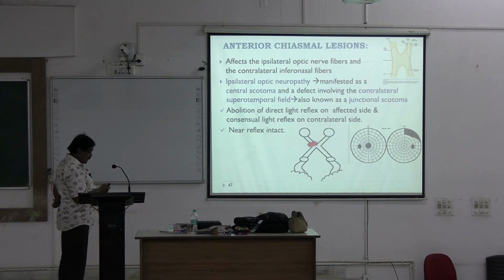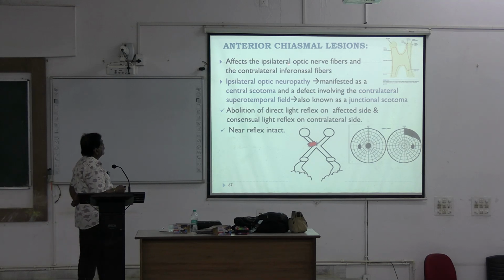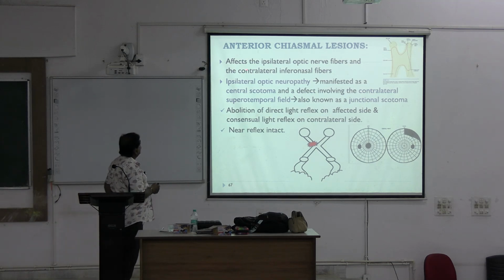Now, anterior chiasmal lesion affects the ipsilateral optic nerve fibers and the contralateral inferonasal fibers. Ipsilateral optic neuropathy is manifested as central scotoma and a defect including the contralateral superotemporal field, also known as junctional scotoma. Abolition of direct light reflex on the affected side, consensual light reflex on the contralateral side, near reflex intact.